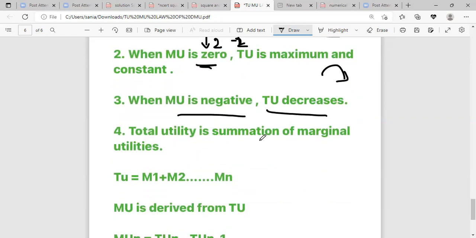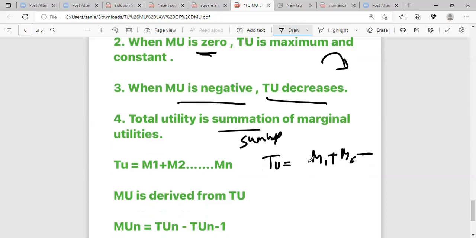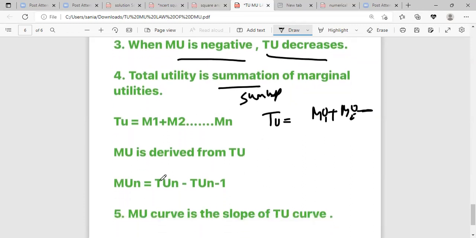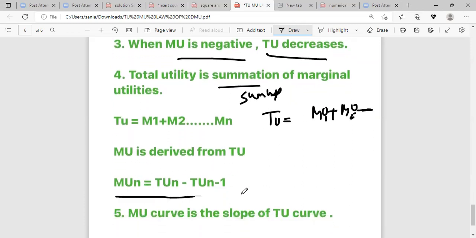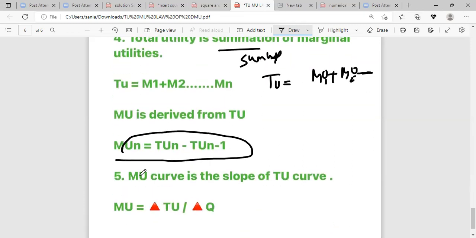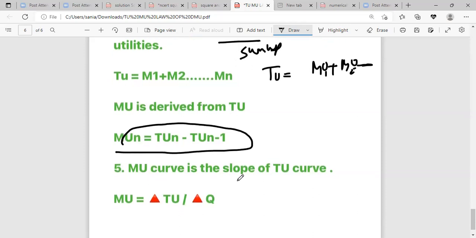Now, this one. Total utility is summation. Summation means sum up. So total utility is summation of marginal utility. If you have to find TU, then it is MU1 plus MU2, and so on. And MU, you can also derive from TU. This is the formula which you already know, right? And the last one is MU curve is the slope of TU curve. This is very important.